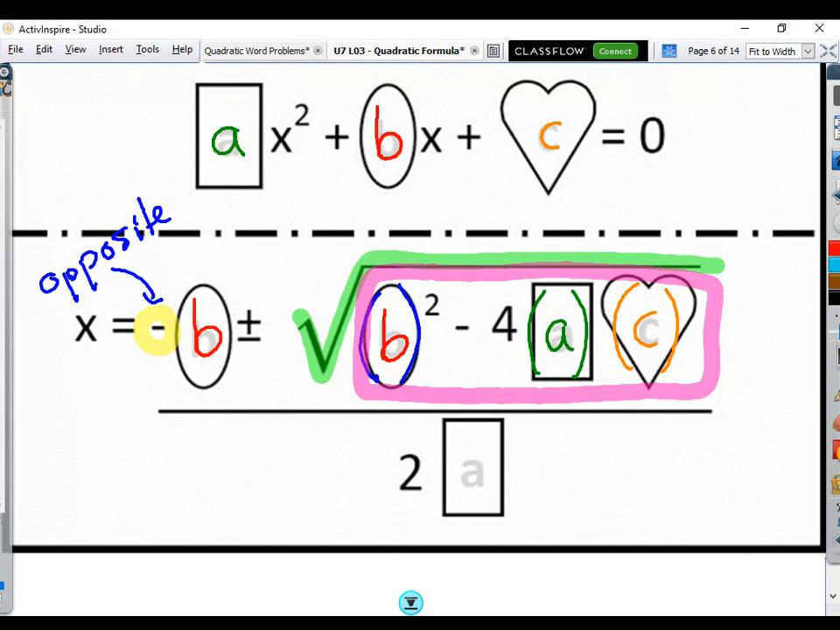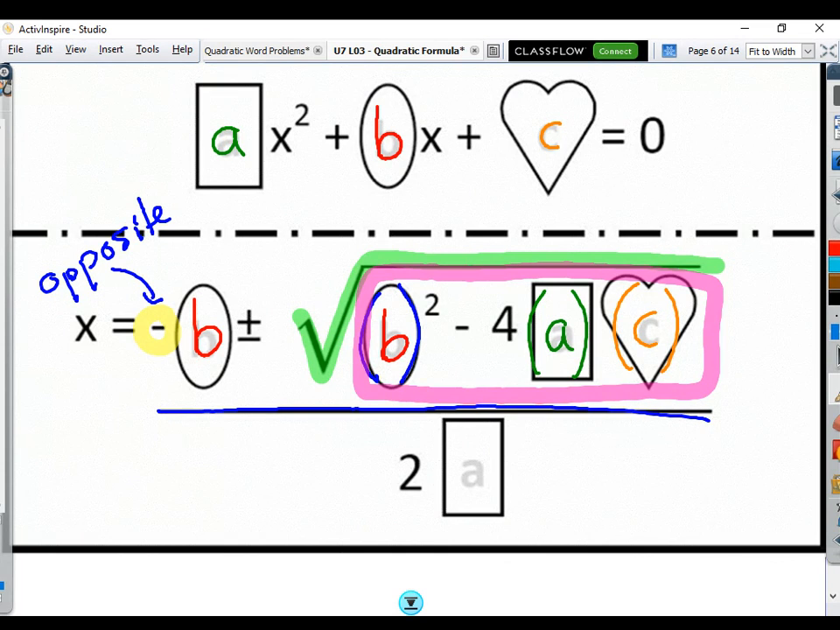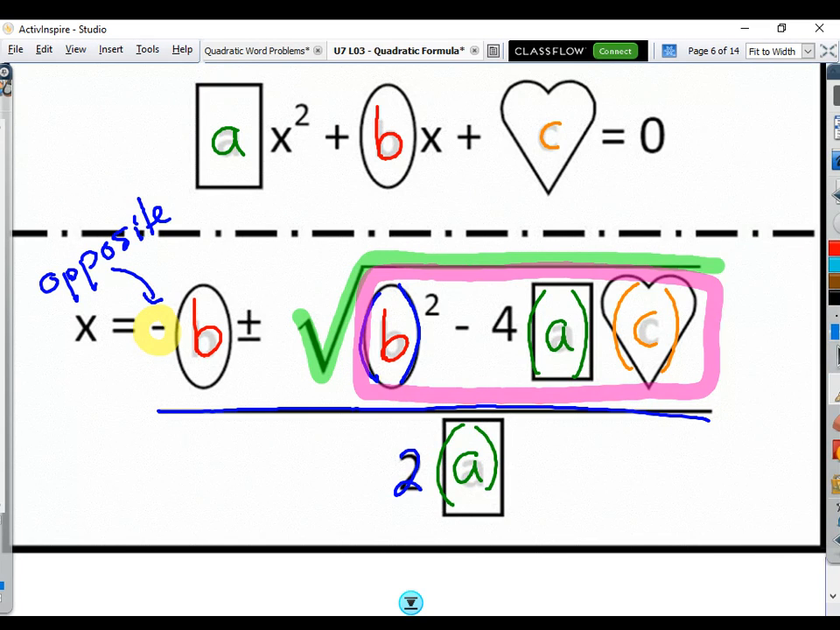But the formula still isn't done. So let's come back and finish the formula before we jump into an example. The last thing is that the entire thing is being divided, right? That entire thing is being divided by 2a, that 2 times a.